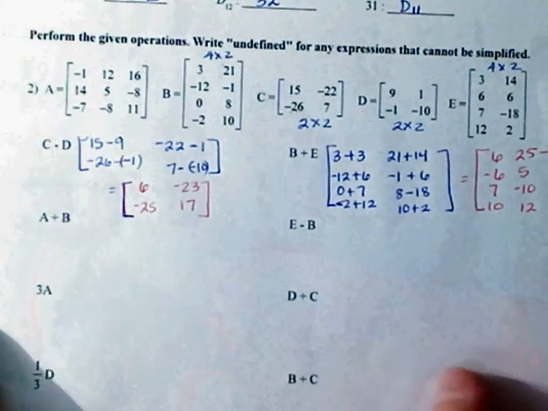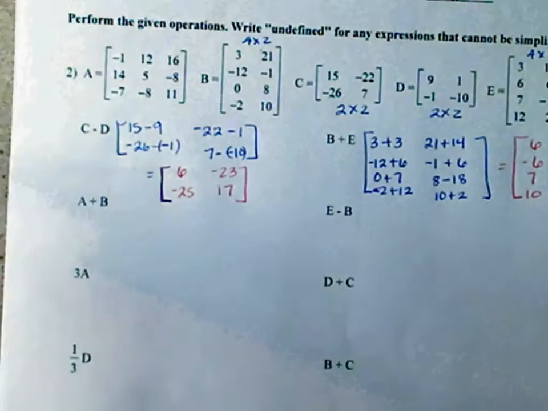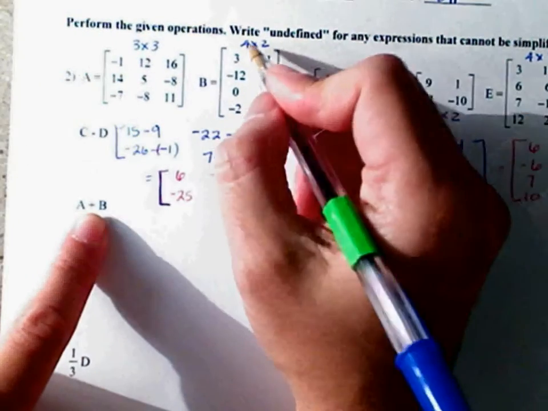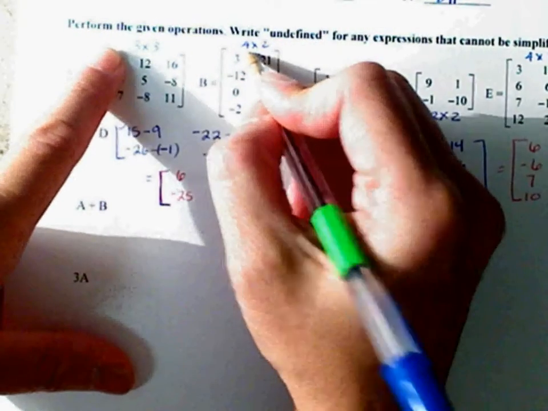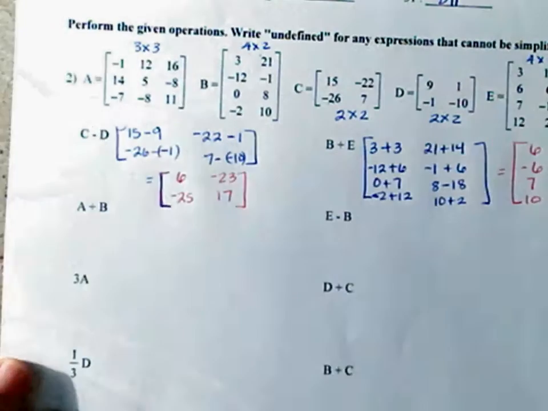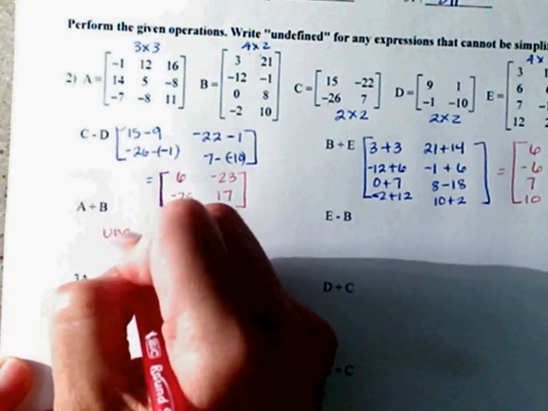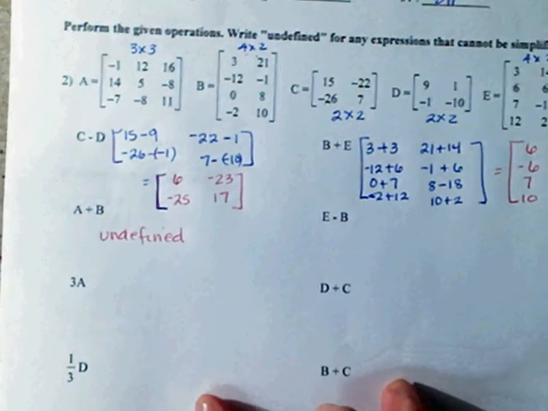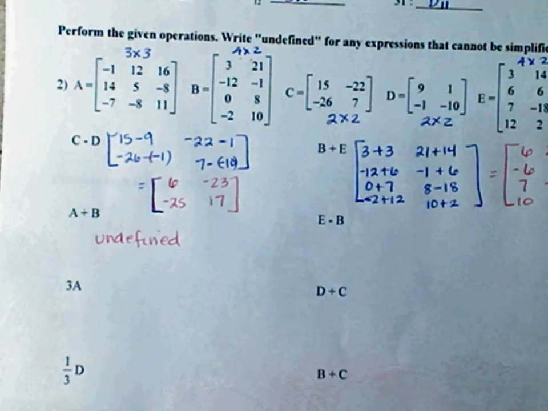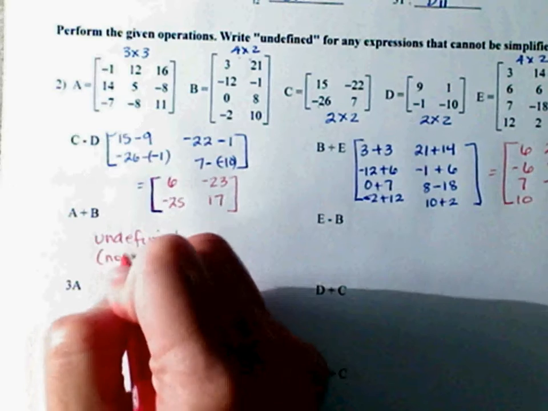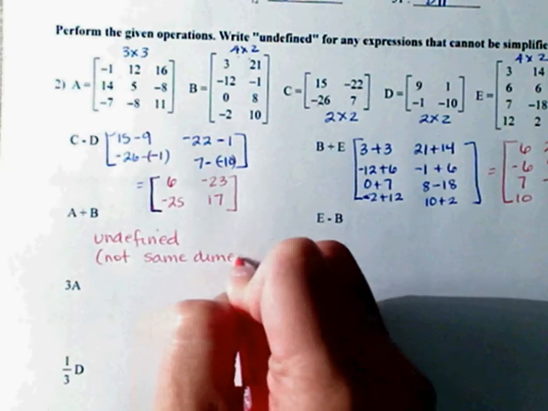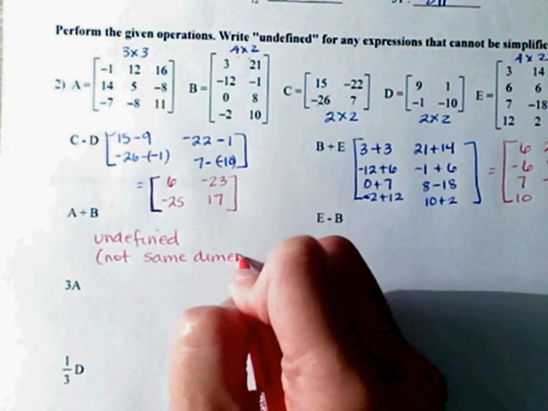A plus B. Let's take a look. Your A is a 3 by 3, and your B is a 4 by 2. The dimension is not the same, so therefore you cannot add or subtract, so your solution for this one is undefined. It has to have the same dimension. You don't have to tell me not same dimension, but I just want to let you know why I cannot add. Dimension, I'll spell it correctly.